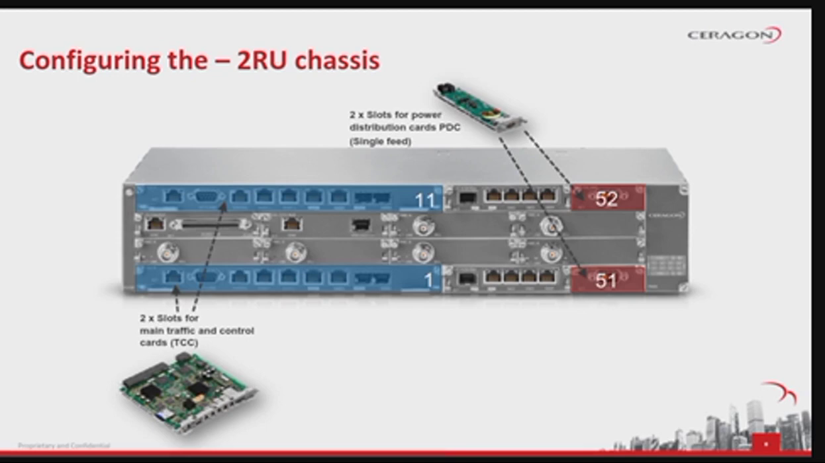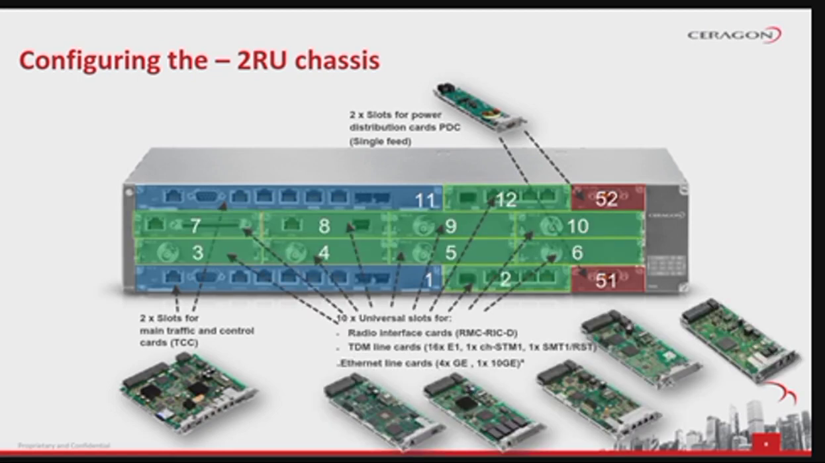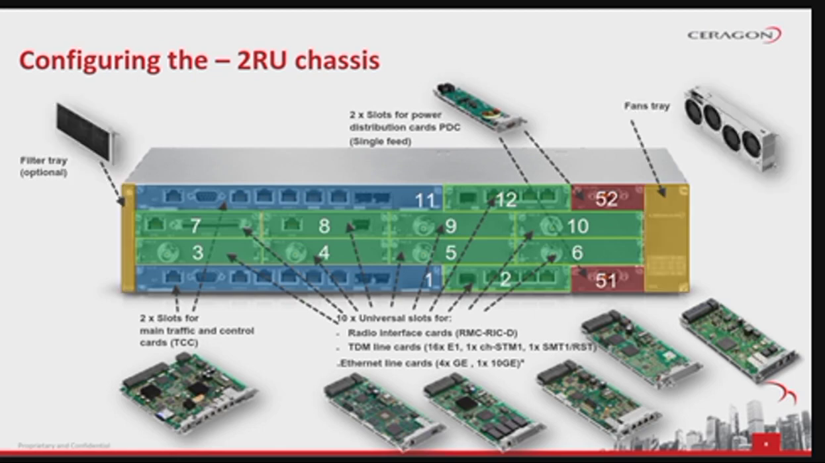The 2-rack unit version can accommodate 2 TCC cards, which must be inserted in slot 1 and slot 11 and only there. 10 other universal slots are present, which can hold various cards, based on the functionality, configuration and setup of the system. In the following slides we will review these cards. 2 additional components are: 1. Filter tray, optional, is used to protect the system from dust, has a designated place at the left side of the chassis. 2. Fans tray, incorporate 4 fans inside, has a designated place at the right side of the chassis.